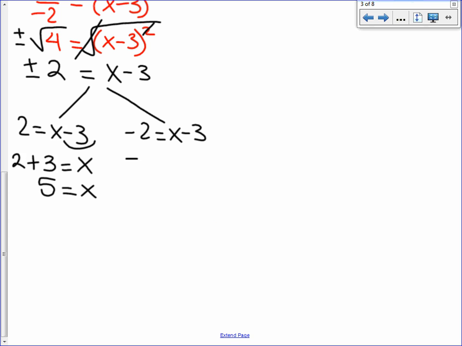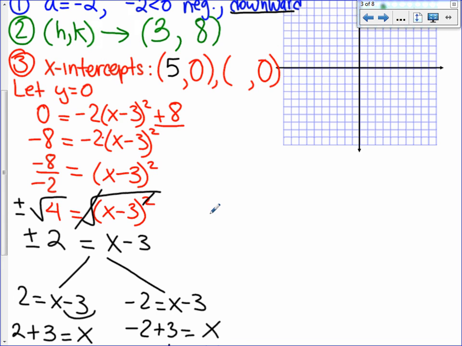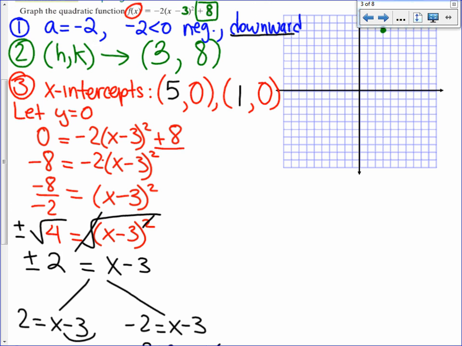So we'll have negative 2. Again, the negative 3 is subtracting, so we add 3, and that is equal to x. 3 minus 2 is 1. So that has nothing to do with negative 5, right? Nothing, nothing. Okay, so that means our next x-intercept is 1, 0. So let's go ahead and plot those 2 points, 1, 0, and then 5, 0.